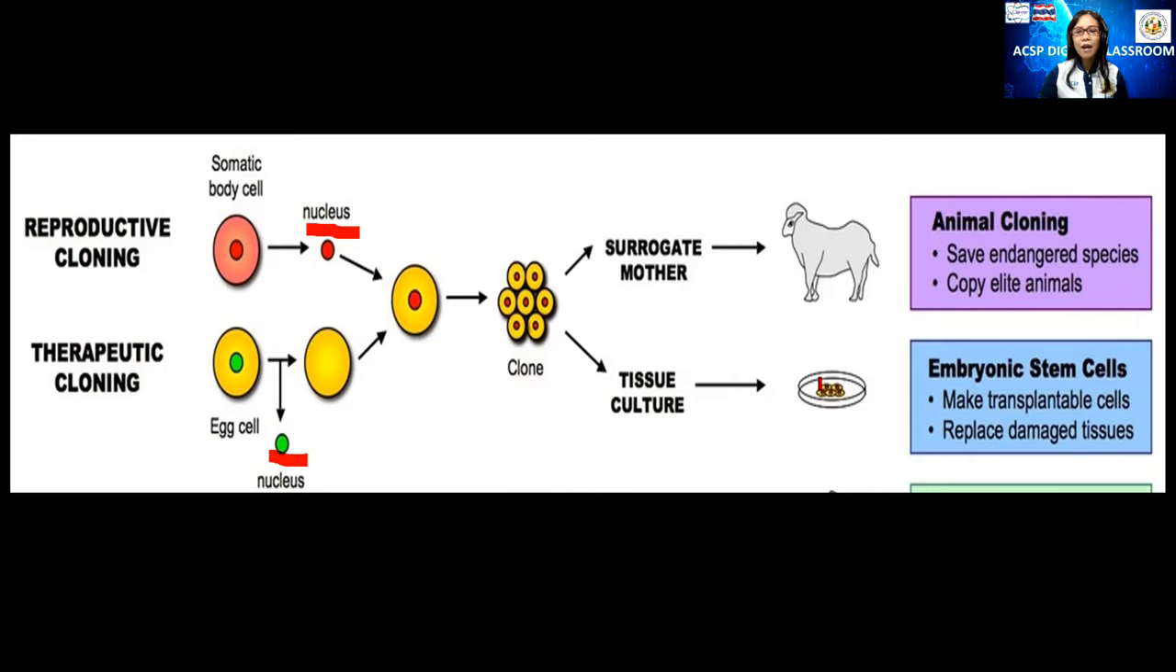But this one, after it is cloned, it will be put in the petri dish for tissue culture. This is what you call embryonic stem cells, okay? It makes transplantable cells and also helps to replace damaged tissues, all right? That is therapeutic cloning.